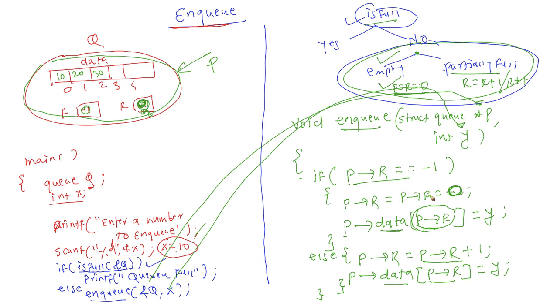So in the next video, we'll discuss the DQ operation and why this is called a linear queue. By the way, this is called a linear queue. Why this is called a linear queue, we'll discuss with the DQ operation. The implementation of the DQ operation in the coming video.